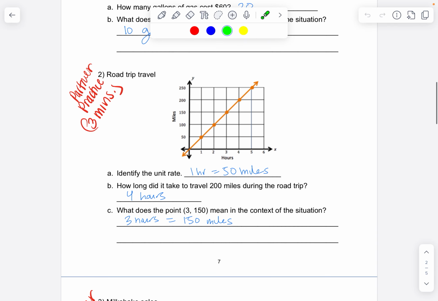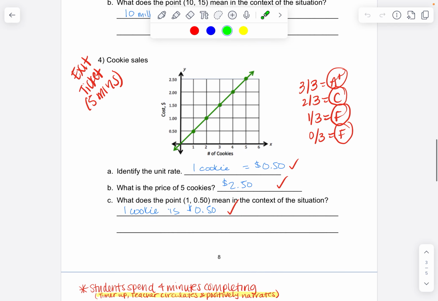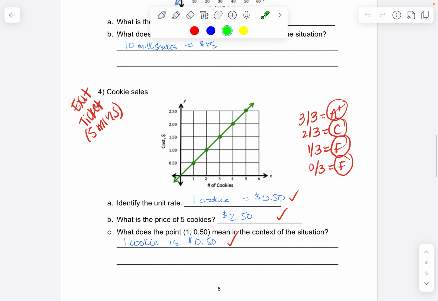6 minutes. There's 2 questions, question 2 and question 3, before students jump into their exit ticket, which is question 4. And it is 3 questions: identifying the unit rate.